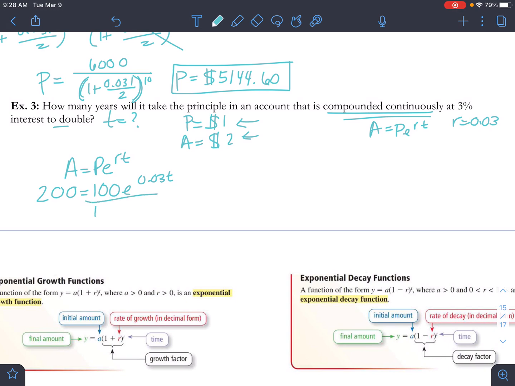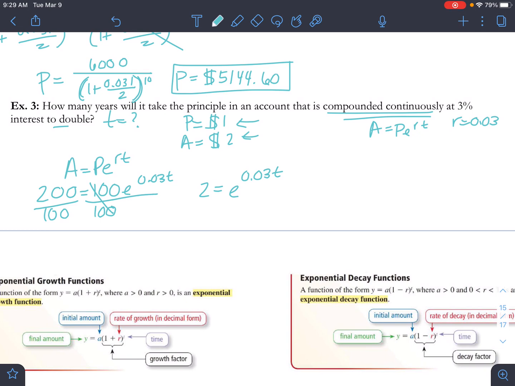If I divide by 100, that's what I should do to start this problem. What do I get? 2 equals 1 e to the 0.03t. So either way, you're going to come to this moment. It doesn't really matter what you picked for A and P, which is why maybe it's easier to just pick $1 and $2, even though it's a pretty small investment, but hey, whatever.